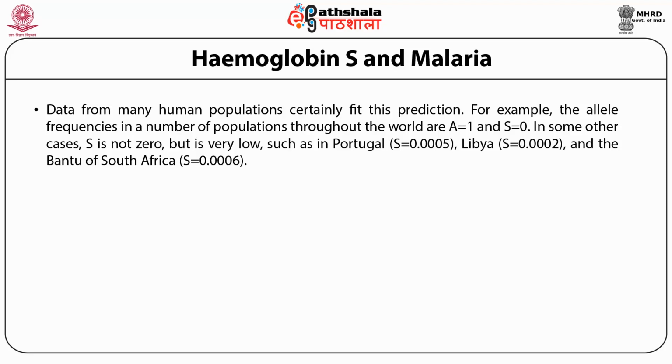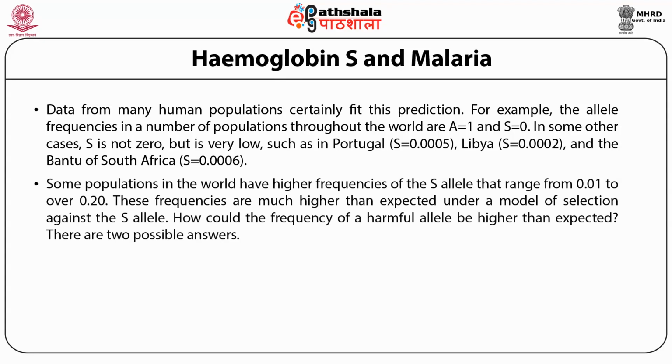Such frequencies are consistent with the model of selection against an allele and would simply be a good example of such selection, if not for the fact that a number of human populations do not fit a general model of natural selection. On the contrary, some populations in the world have a higher frequency of the S allele. These higher frequencies than expected under the model of selection against the S allele pose a problem. How could the frequency of a harmful allele be higher than expected?